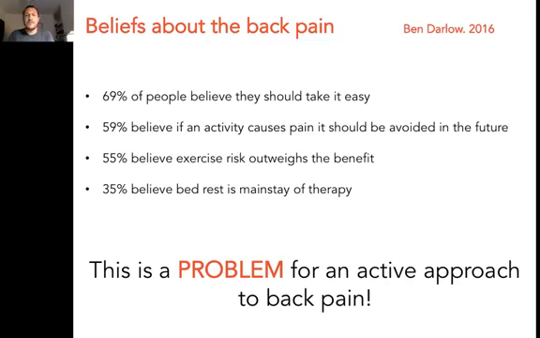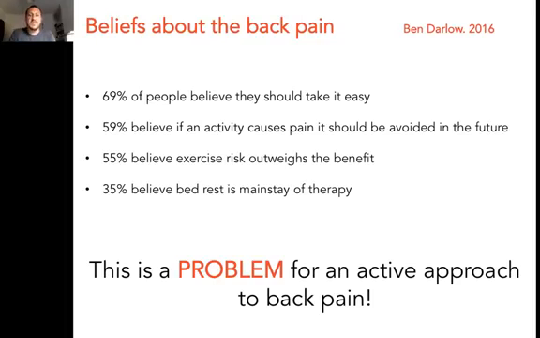So if we look here at beliefs about back pain, we see that 69% of people believe that they should take it easy, that they should just rest their way out of pain. And we actually know that we may want to do that if things are really, really serious. But the latest guidelines from NICE and people like that really suggest that things like rest aren't great for back pain, and they aren't great for a lot of musculoskeletal complaints, that we need to keep people active and moving, not just from a physical or physiological perspective, but also from a psychological perspective.